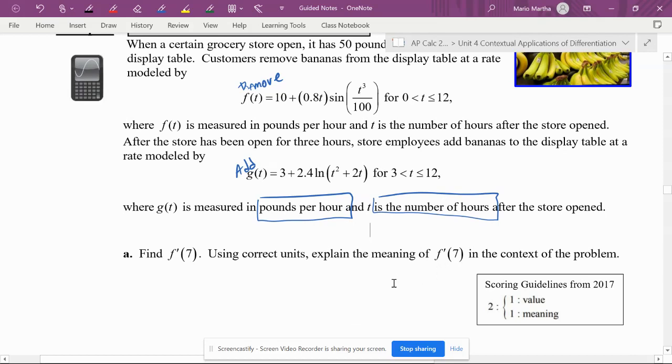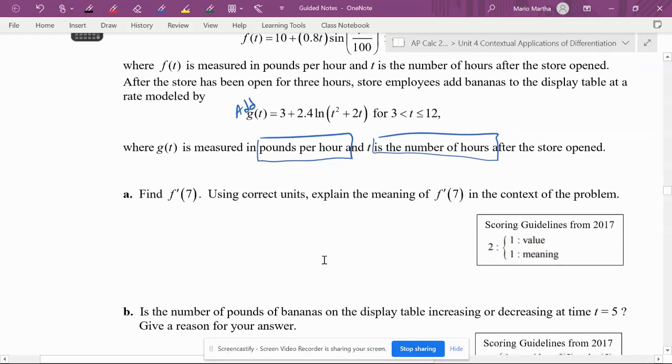So again, this is a calculator problem. Don't try to do this by hand. Make sure you guys are using your calculator. All right. So use Desmos. Remember, I already showed you guys a couple of steps on Desmos. If you guys do need extra help on that, just let me know and I'll gladly help you guys. So let's find f prime of 7 first. And it says using correct units, explain the meaning of f prime of 7 in the context of the problem.